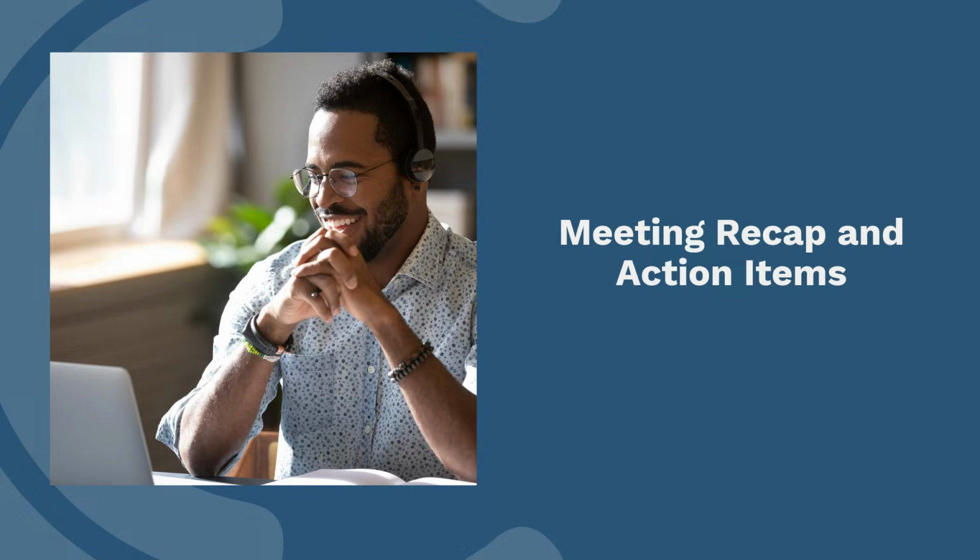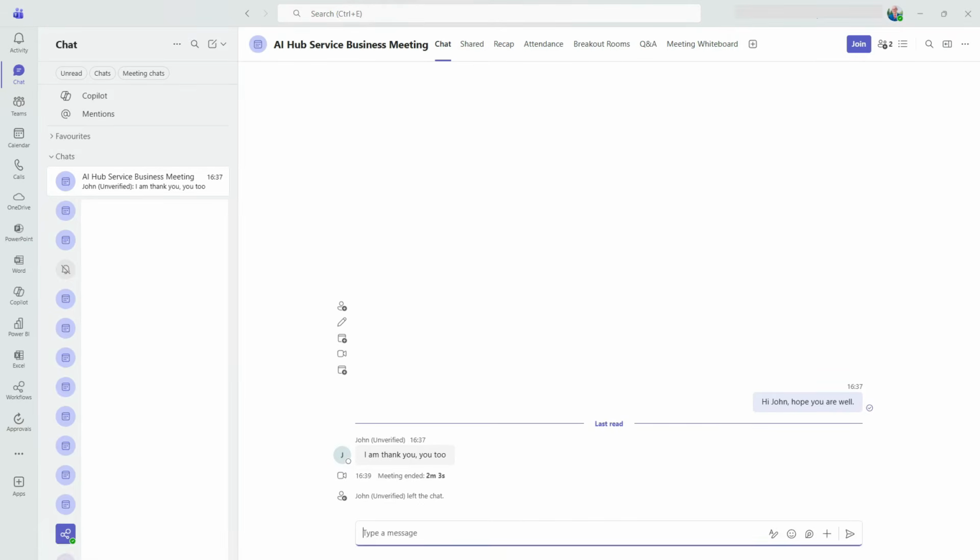In this next video tutorial, we'll be exploring meeting recaps and action items. So let's get started. After your meeting has concluded, head to the chat space in your Teams dashboard, select the relevant event, and that will pull up the chat as you can see here. To get to the recap, select the Recap tab at the top.